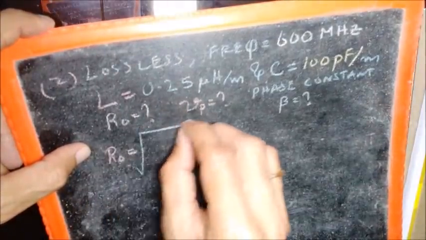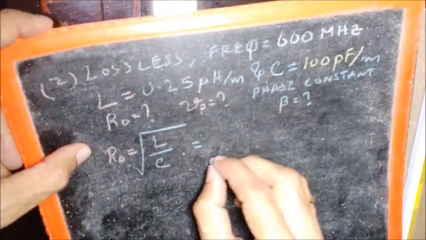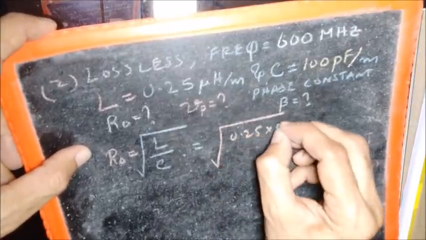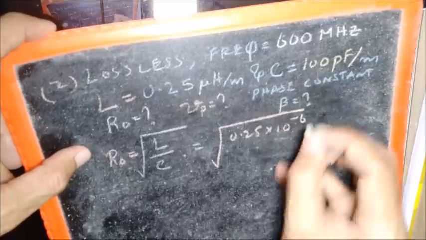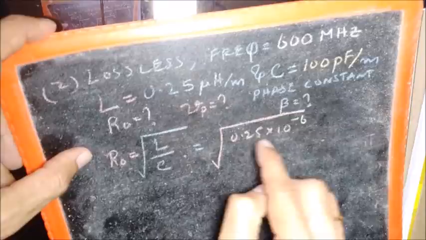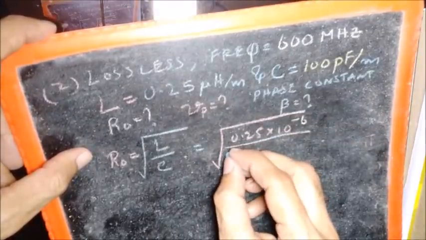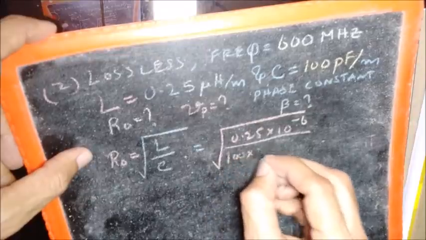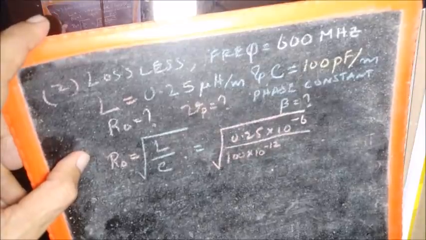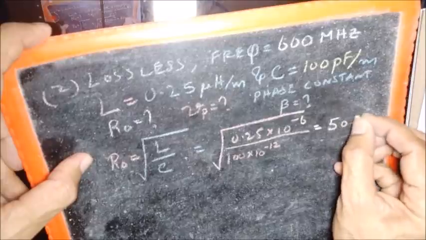So it will be square root of L by C, which will be square root of 0.25 into 10 power minus 6, that is L. So L is 0.25 microhenry per meter, 10 power minus 6 henry per meter, divided by C, which is given to be 100 into 10 power minus 12 farad per meter. And this turns out to be 50 ohms.